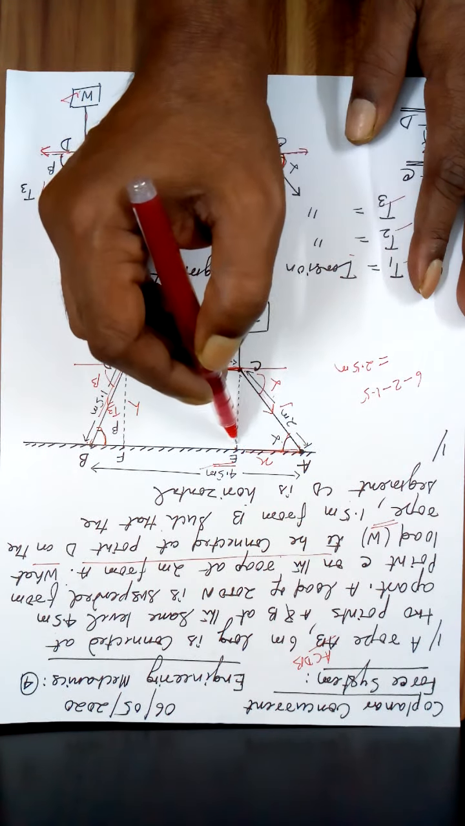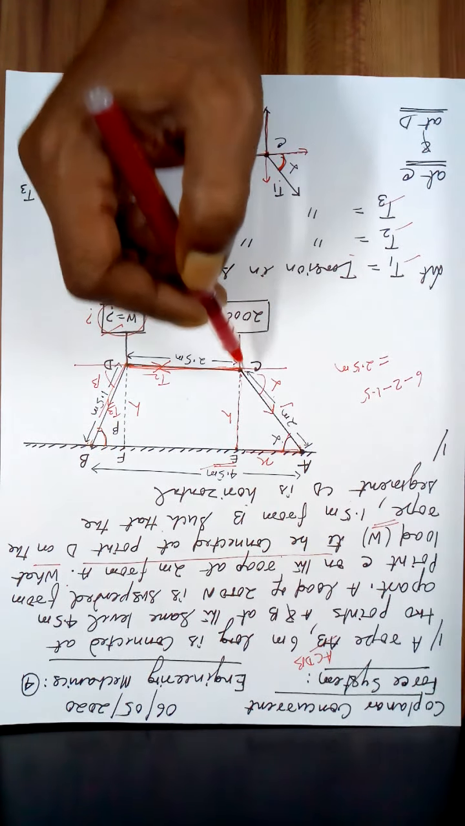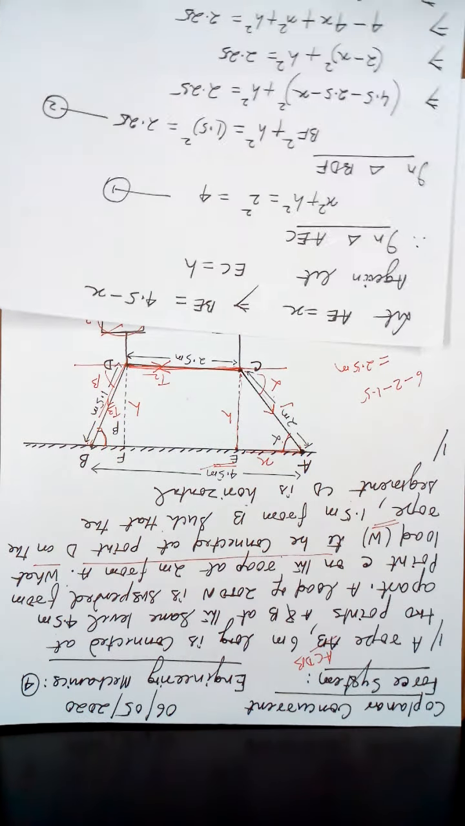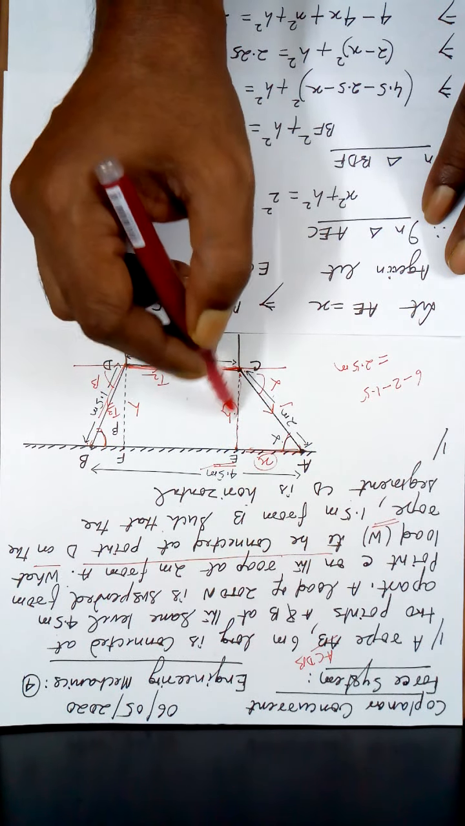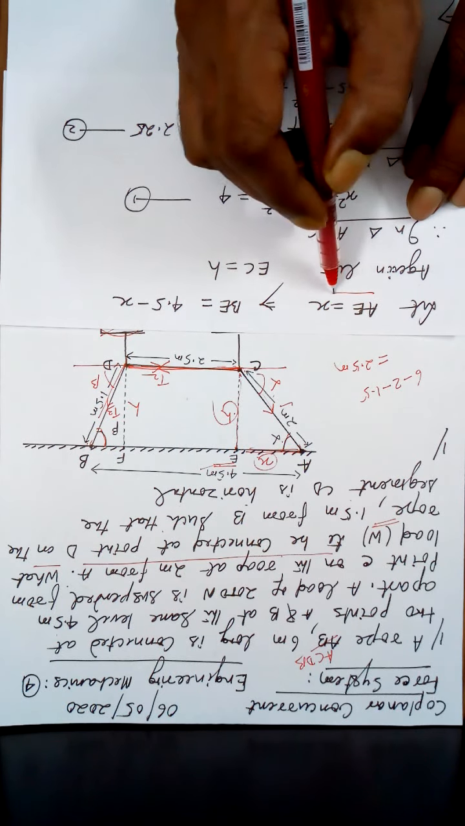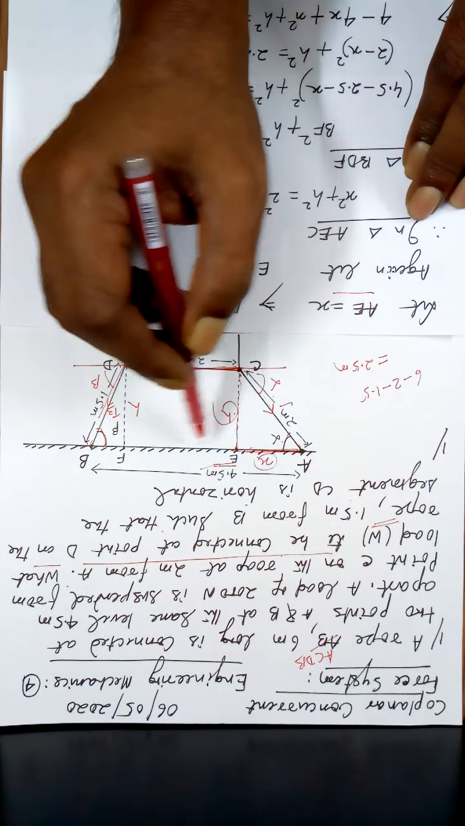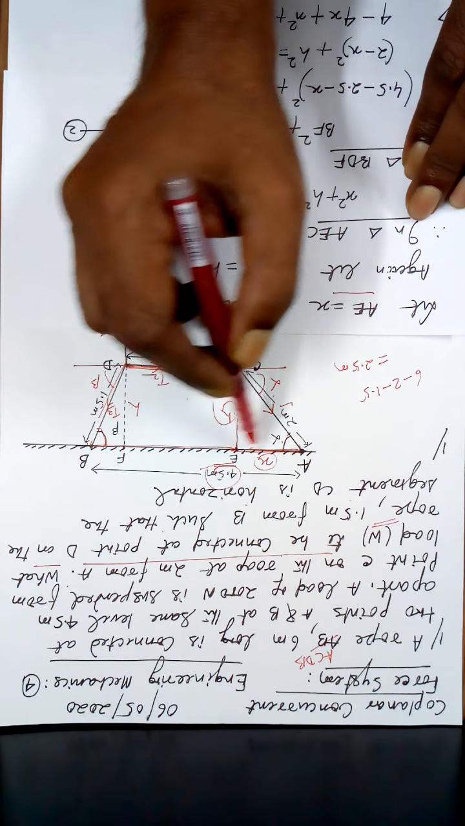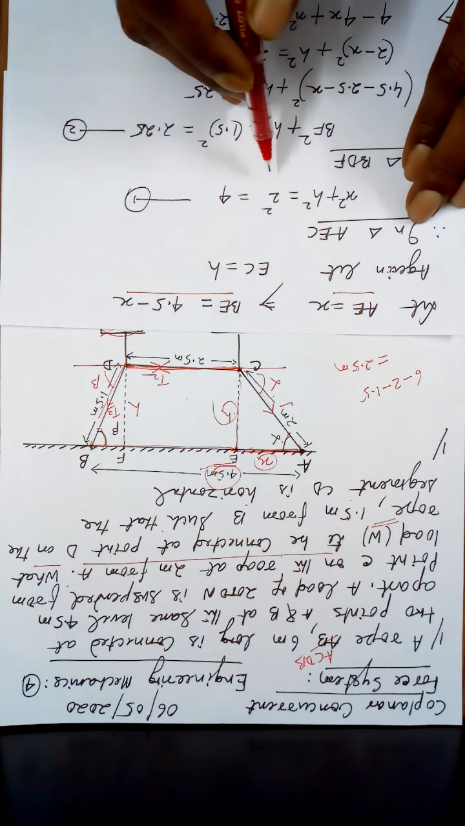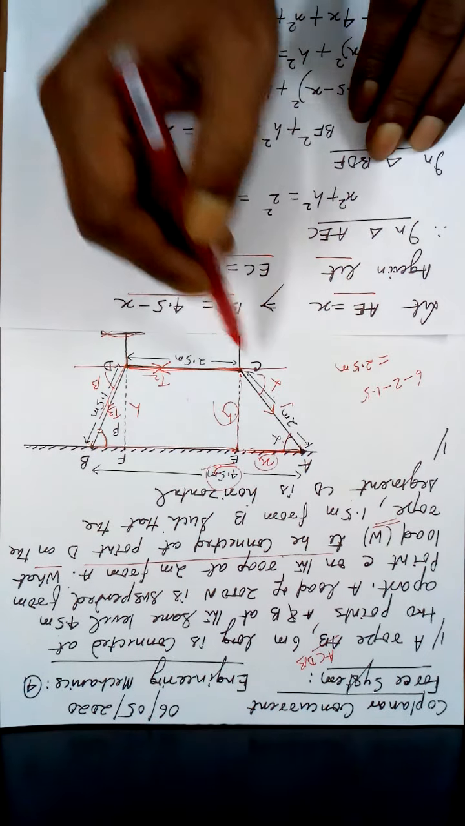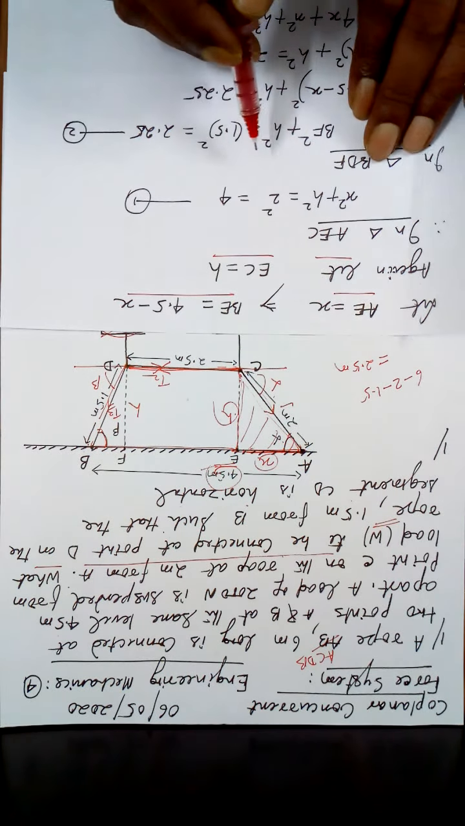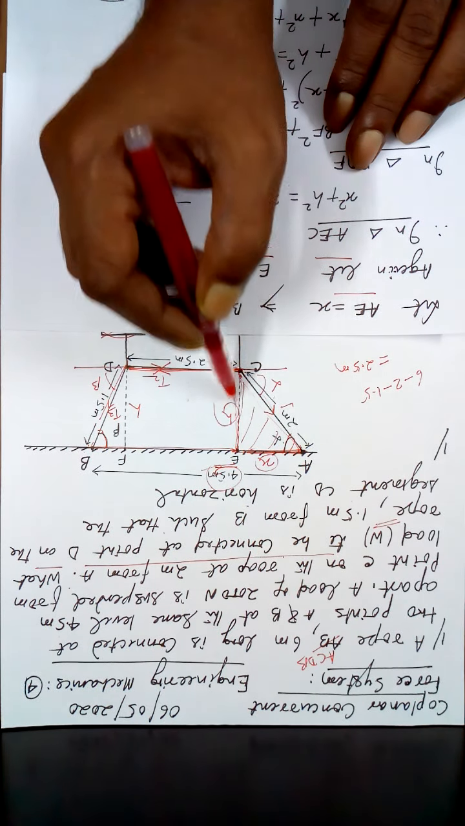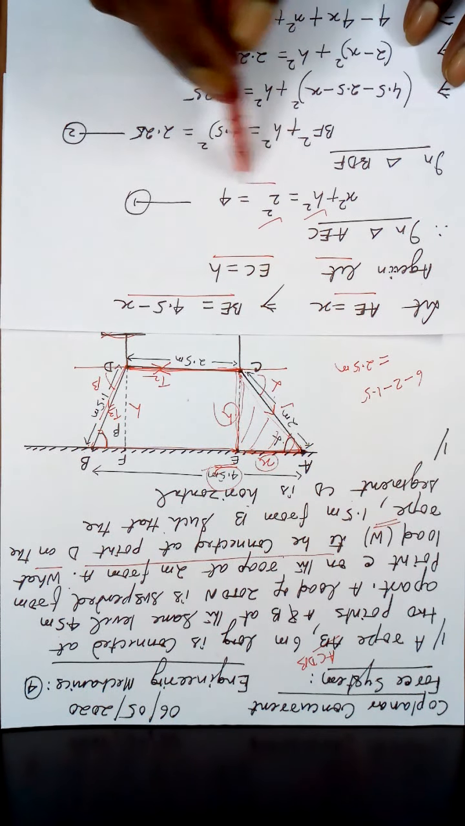Now let this distance be X, this distance be H. Now let AE be equal to X, EC equal to H. So if this is x, then from here to here is 4.5 minus x. Let EC be equal to h. Now in this triangle, this is hypotenuse, this is perpendicular, this is base. So x square plus h square is equal to 2 square, that is equal to 4.